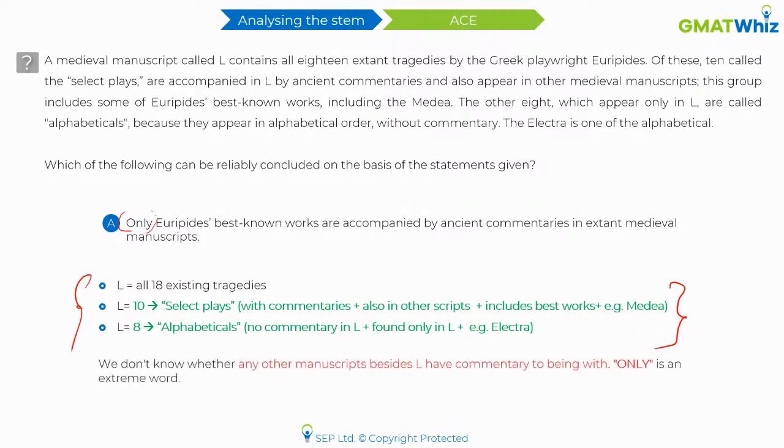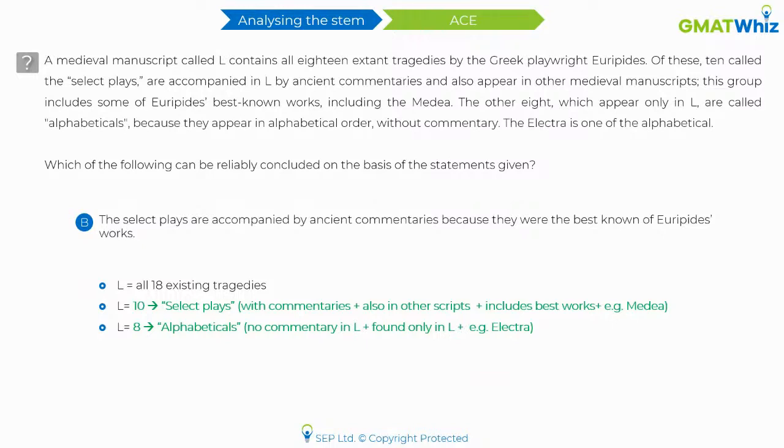We don't know whether there are any other manuscripts besides L that have commentary. We just know that L contains some of the tragedies which have commentaries and some which don't. Whether there are other ancient commentaries in the medieval manuscripts, we don't know. And of course, "only" is a very, very extreme word. So this is a totally out of scope choice and therefore incorrect. Nobody marked this, so we are safe there.